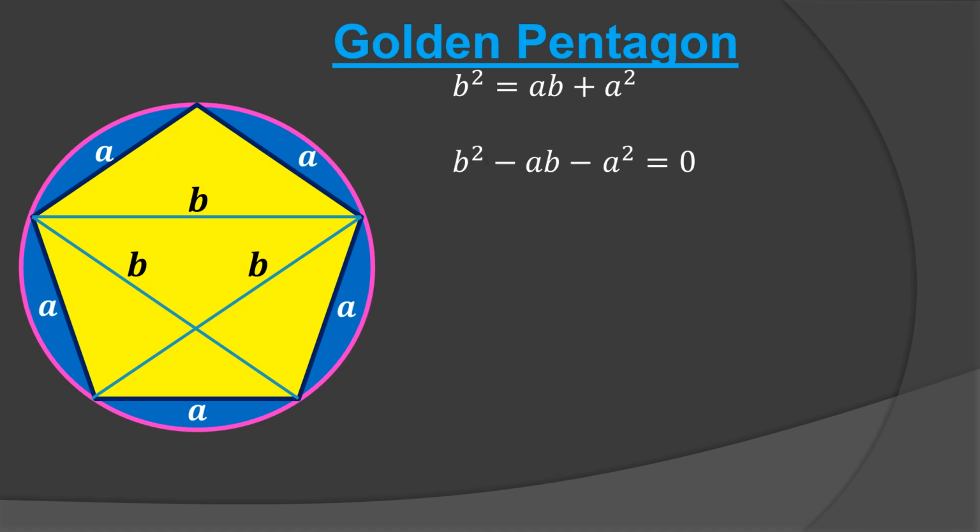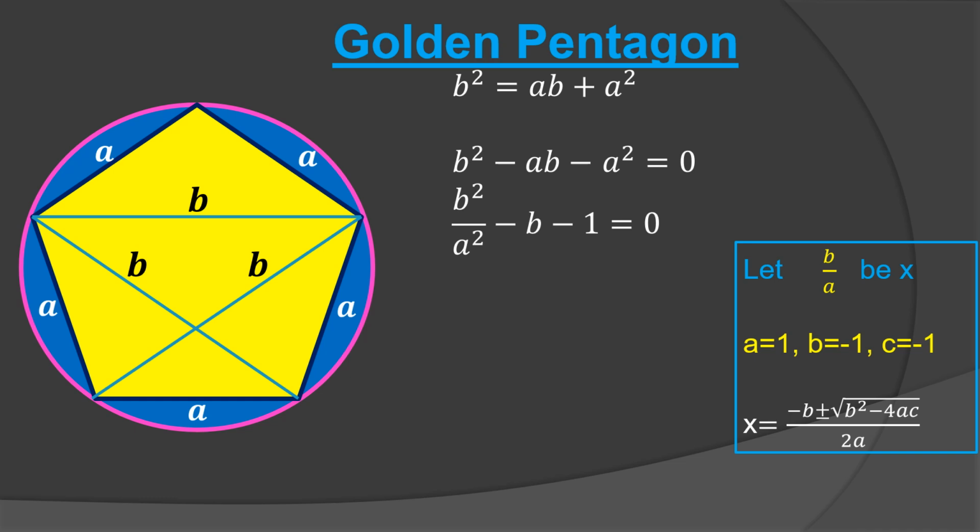Next, we bring everything to one side. We have b squared minus ab minus a squared is equal to 0. Next, we can divide everything by a squared. So we end up with this. We can also let b over a be x. If we do that, we end up with x squared minus x minus 1 is equal to 0.